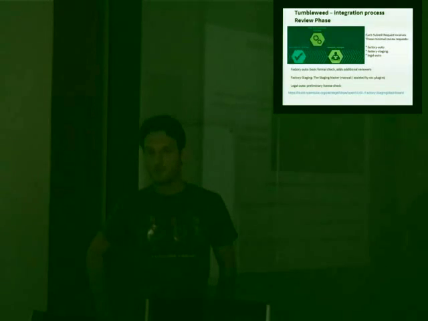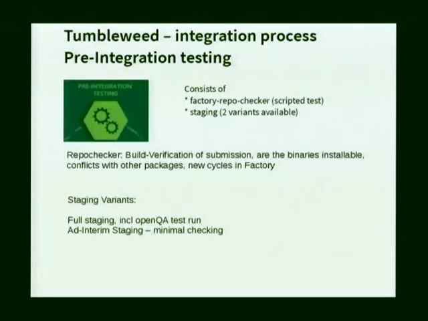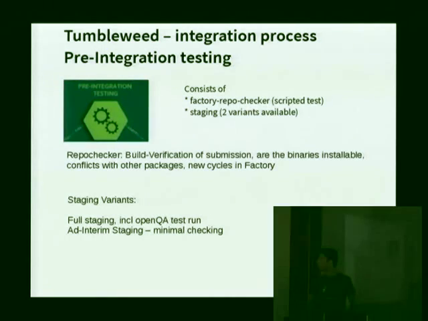It's mostly the source validator that's happening there. Those three we'll look at a bit closer, especially the pre-integration testing. So once factory auto has passed the syntactical test and everything, it will add additional reviewers, one being the factory repo checker. I'll come to that a bit later.